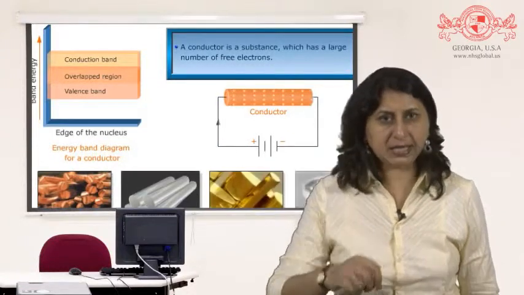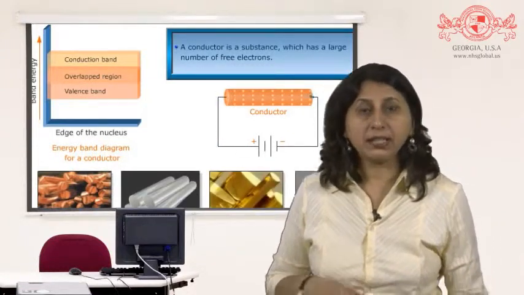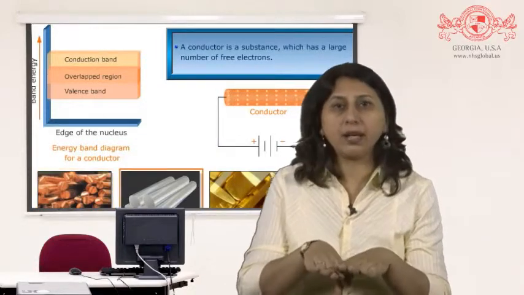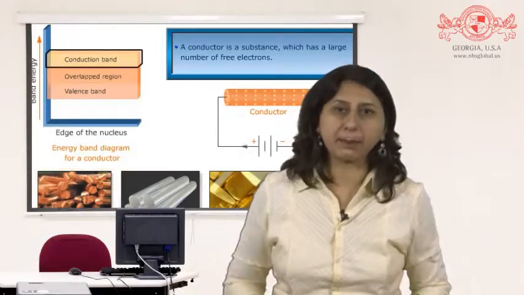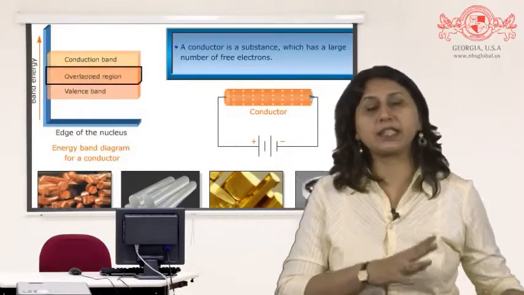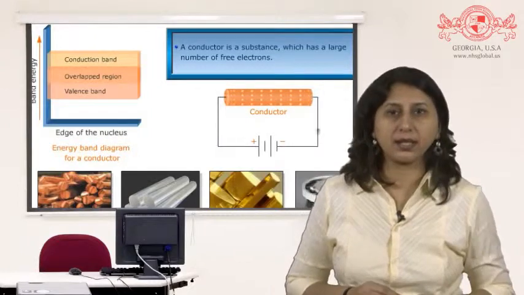In fact, in metals like copper and aluminium, the valence band and the conduction band overlap in such a way that there is no forbidden gap. Potential difference across the conductor results in the movement of free electrons.